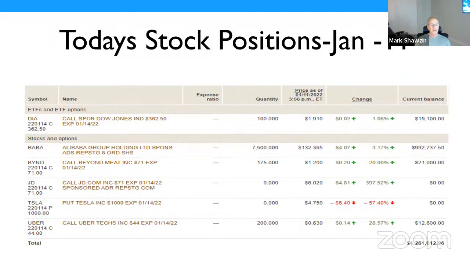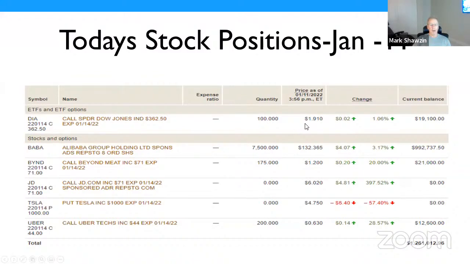So these are, what are these? Yeah, these are my current positions as of today, January 11th. So this is what I went home with. So I went long the Dow Jones. Yesterday I was short. Today I went long a little bit, later in the day.